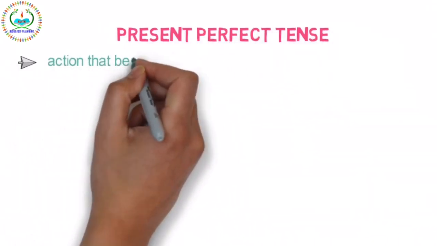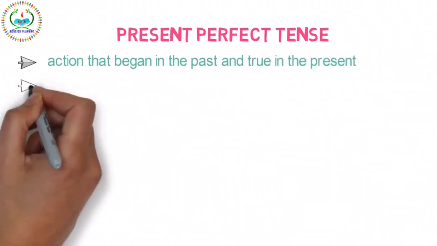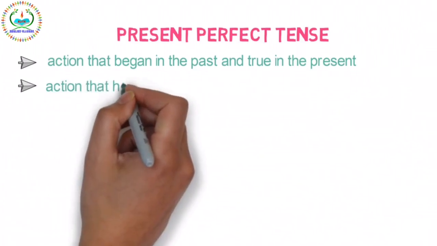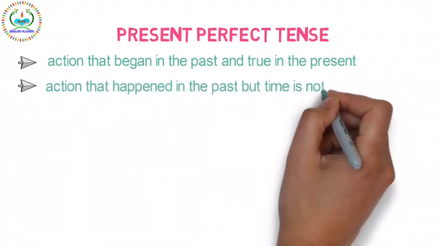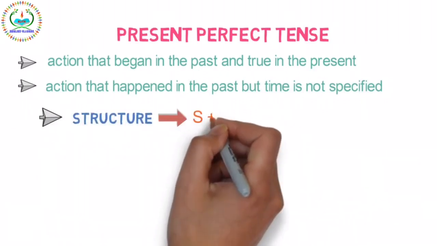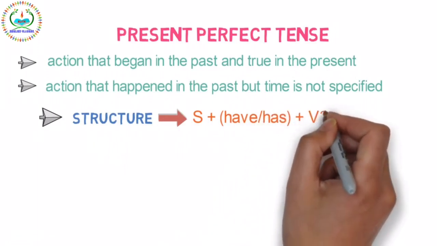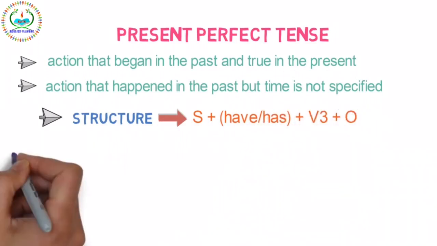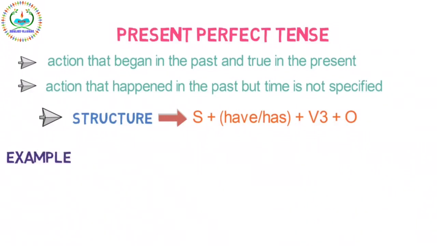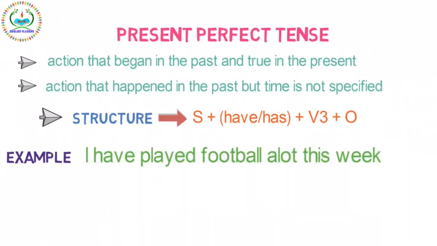Present perfect tense. It refers to an action that began in the past and is still true in the present. Or it also refers to an action that happened in the past but time is not specified. Structure of it is subject plus have or has plus verb's third form plus object. Let's look into an example of action that happened in the past and still true. I have played football a lot this week.